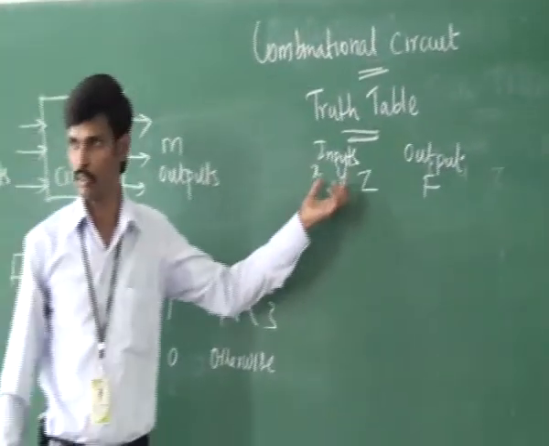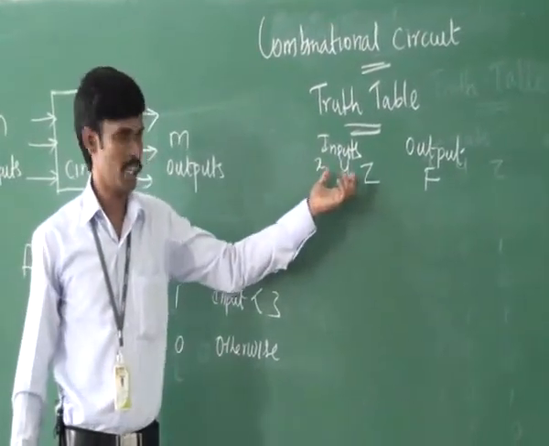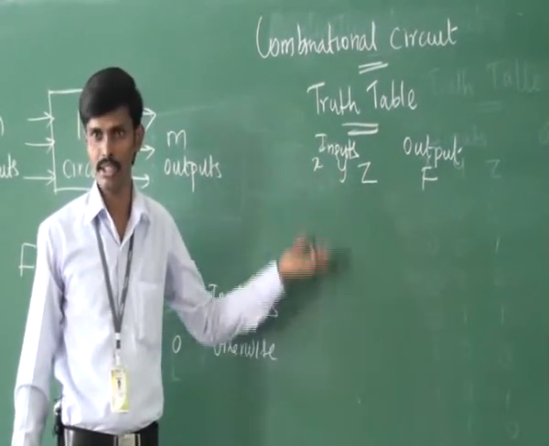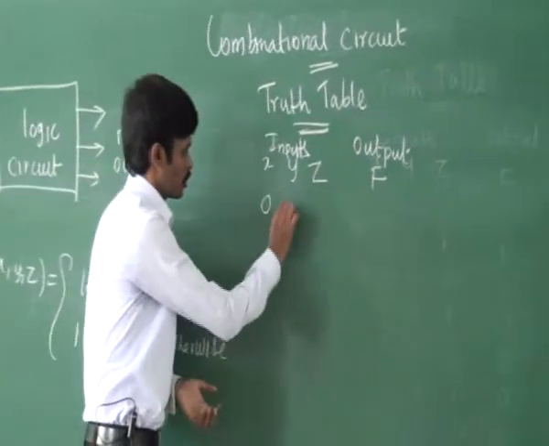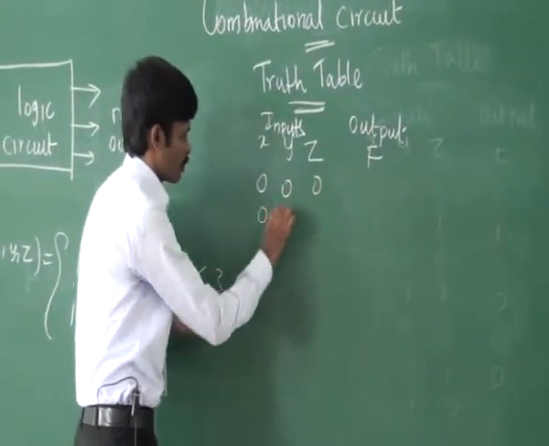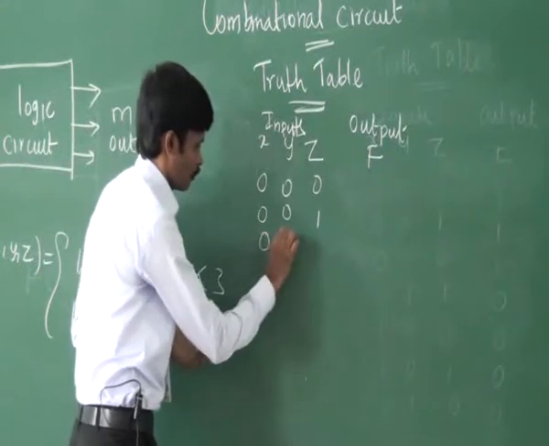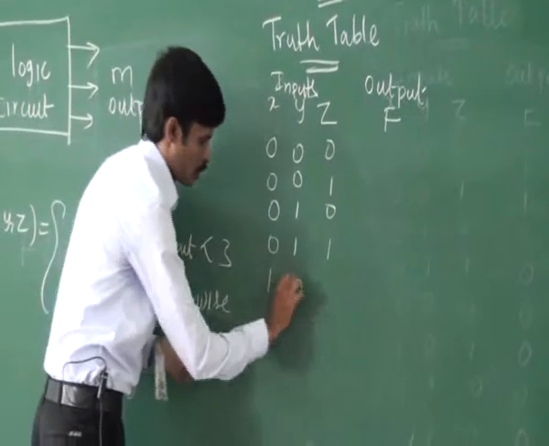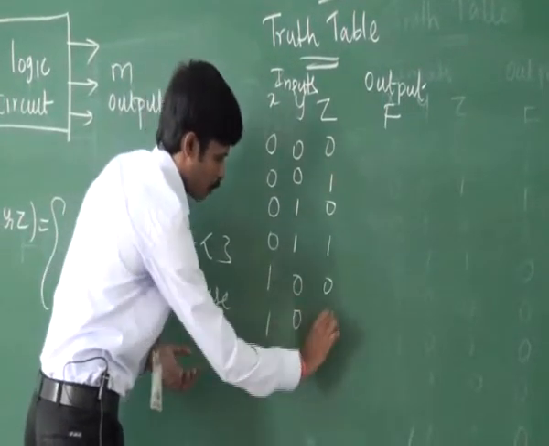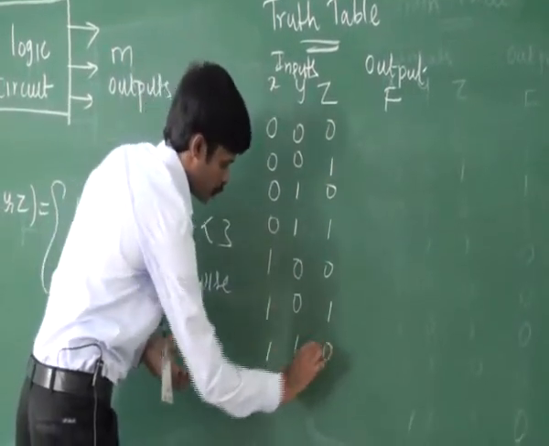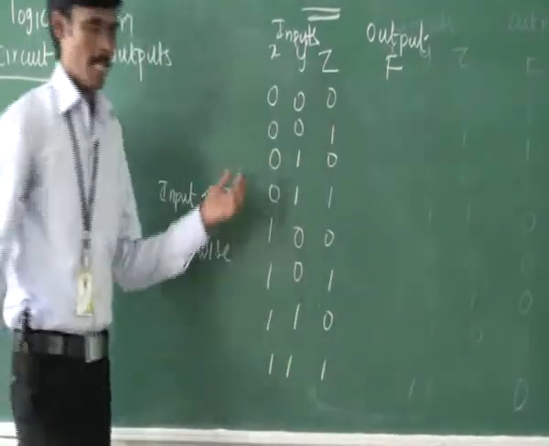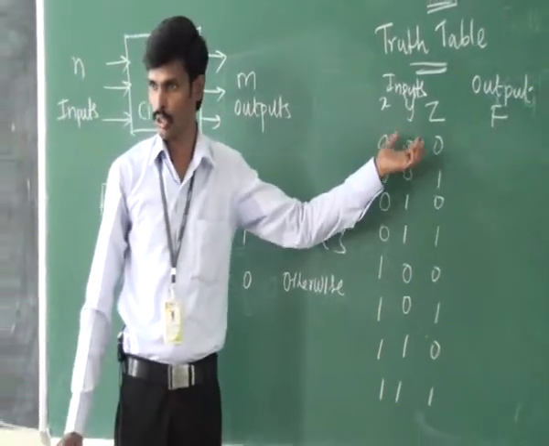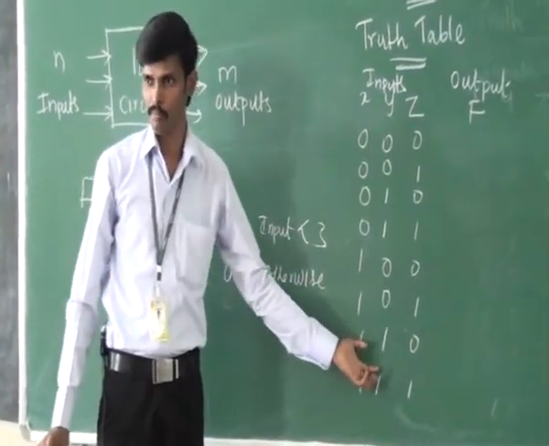Here we have 3 input variables. So for 3 inputs there are 8 possible combinations. The combination starts with 0 0 0, 0 0 1, 0 1 0, 0 1 1, 1 0 0, 1 0 1, 1 1 0, 1 1 1. There are 8 possible combinations, starting with 0 0 0 and ending with 1 1 1.